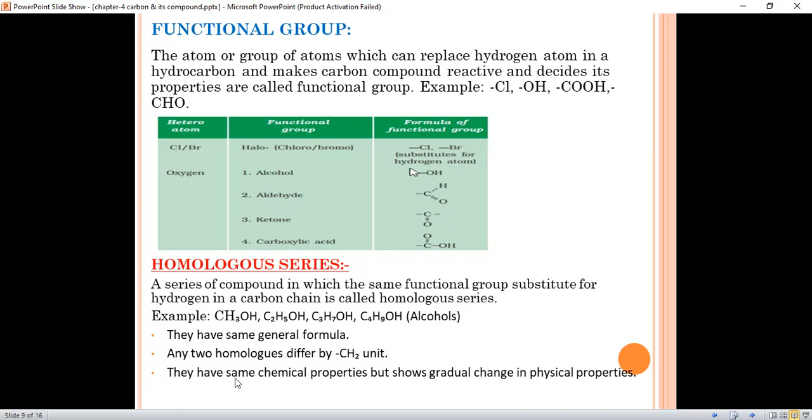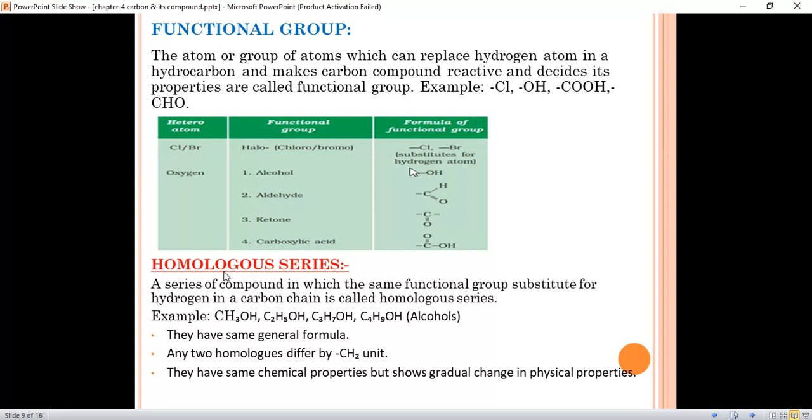Our next topic was functional group. In functional group, what we have read is that an atom or group of atoms can replace a hydrogen atom in a carbon compound and makes it more reactive. Such atoms or groups are called functional groups. Examples: chlorine, OH, CHO. So in this chapter, you have to read about the halo functional group, alcohols, aldehydes, ketones and carboxylic acids.